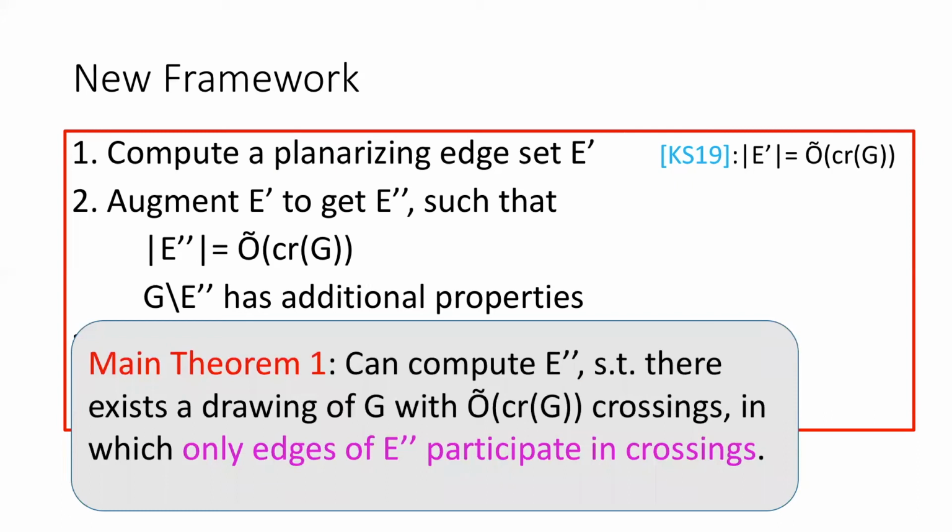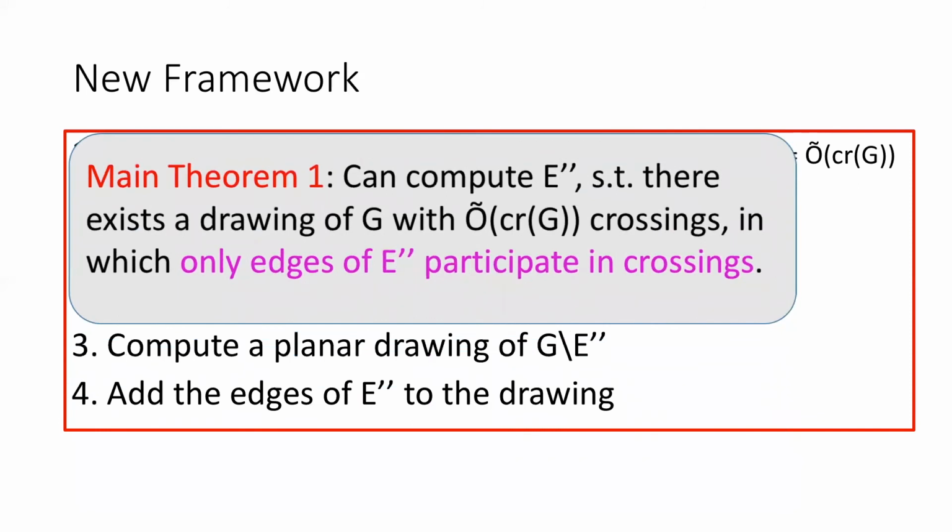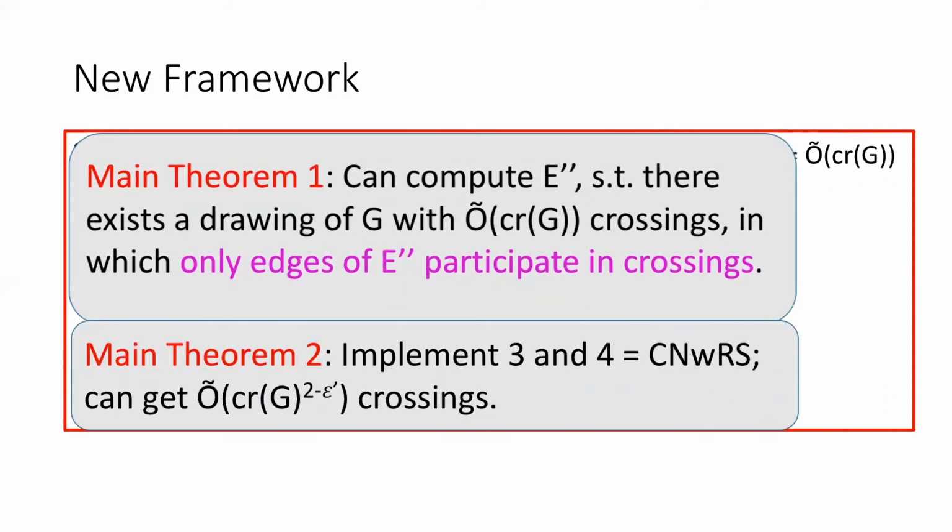The one thing that is not very satisfying here is that we can only guarantee that there exists a near optimal drawing of G, but we do not know how to compute it. In fact, if we knew how to compute it, then we would directly get a polylogarithmic approximation. And it turns out that after the first step of getting an augmented set E double prime of edges, implementing the third and the fourth step is exactly solving an instance of crossing number with rotation system. And as we have already presented before, our second main result is simply an algorithm for this problem that gets a drawing with CRG to the 2 minus epsilon crossings.